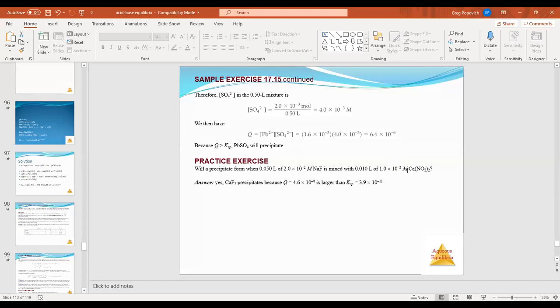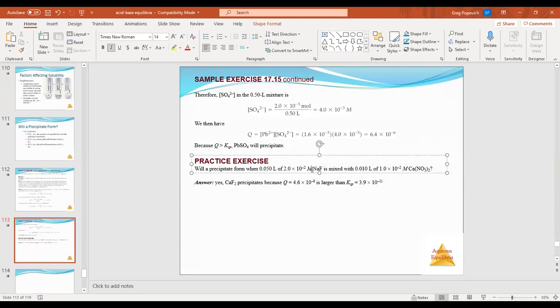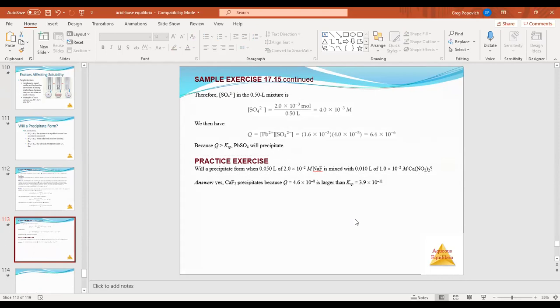Now, if I take sodium fluoride and put that in the water, how many sodium ions do I make for each sodium fluoride, Jenna? Just one. One to one. So if I have 2.0 times 10 to the minus 2 molar sodium fluoride, I also have 2 times 10 to the minus 2 molar of fluoride, right? Yes. Because it's a one-to-one relationship.